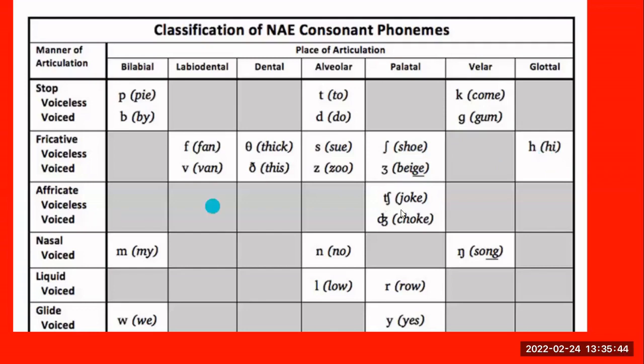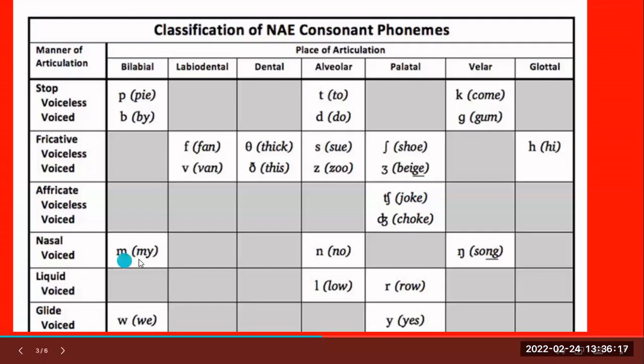Then the affricates, you have the palatal affricates, as you have in joke and choke. Of course, this could be a typo. Choke, and of course, this is joke. It has to be turned round. This one is joke. This one is choke.